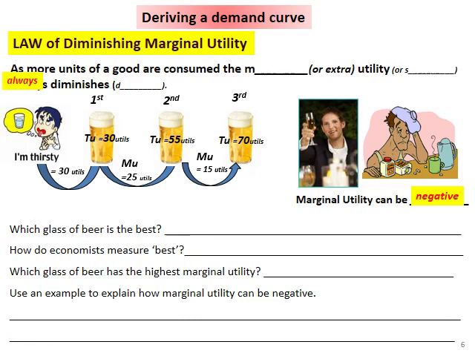Which glass of beer has the highest marginal utility? Well, of course, it's the first. And finally, can you think of an example where marginal utility could be negative? Well, I'll leave that with you to think about. If you're not sure, just look at the pictures.